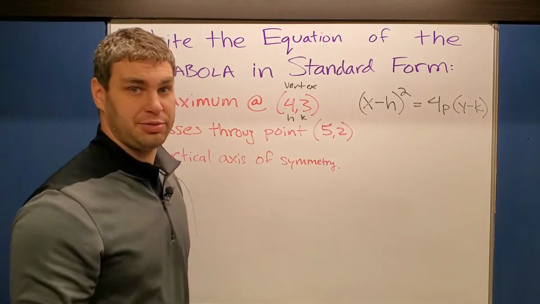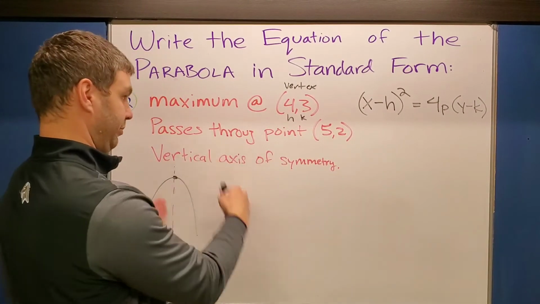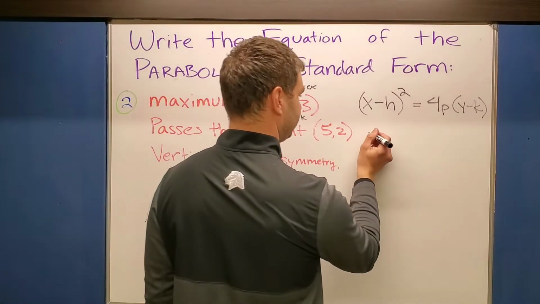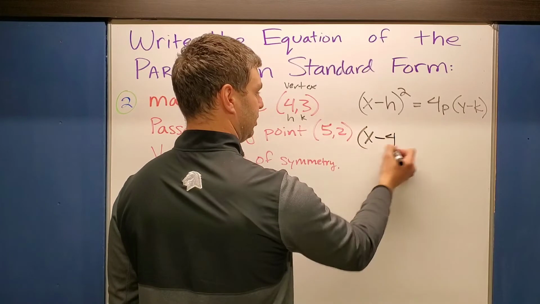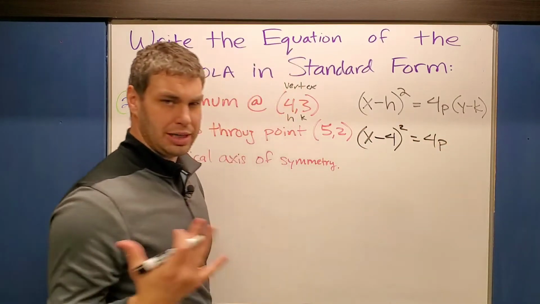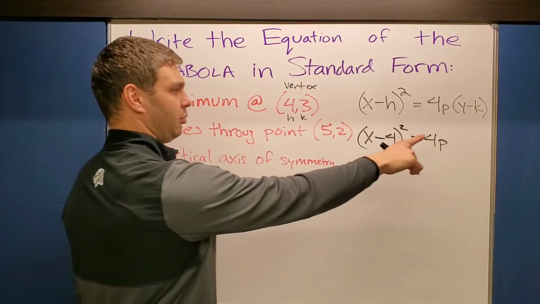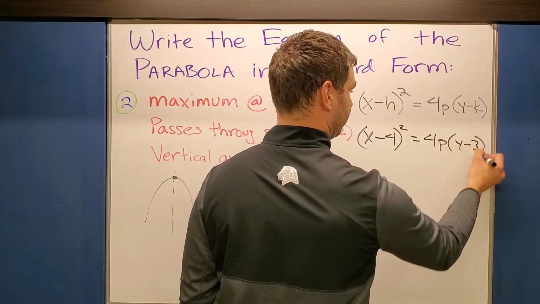Okay, so then what I can do is replace my H and K with the HK in the vertex that I know is that maximum value. So if I do that, that's going to be x minus, here my H is 4, that's still quantity squared, equals 4p. I don't know anything about that quite yet. We're going to get there. And then y minus k, well, my k is 3, so this will be times the quantity y minus 3.